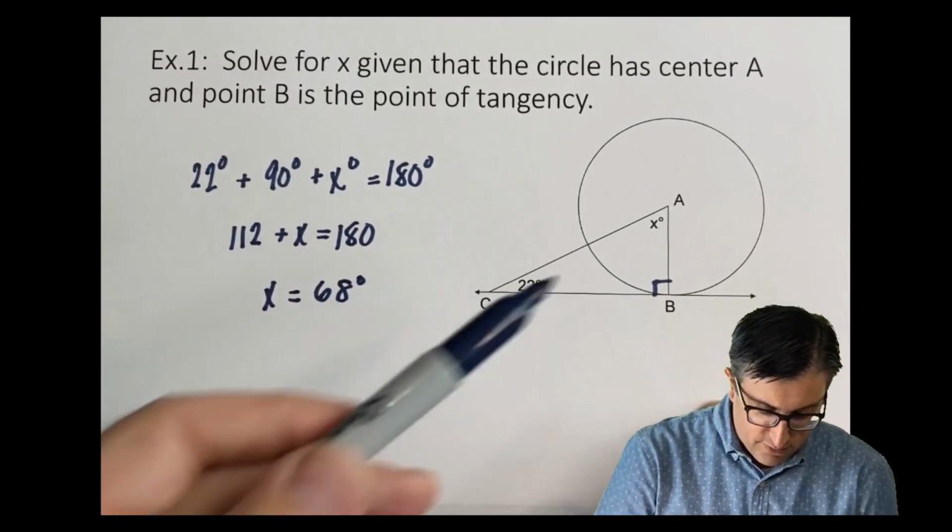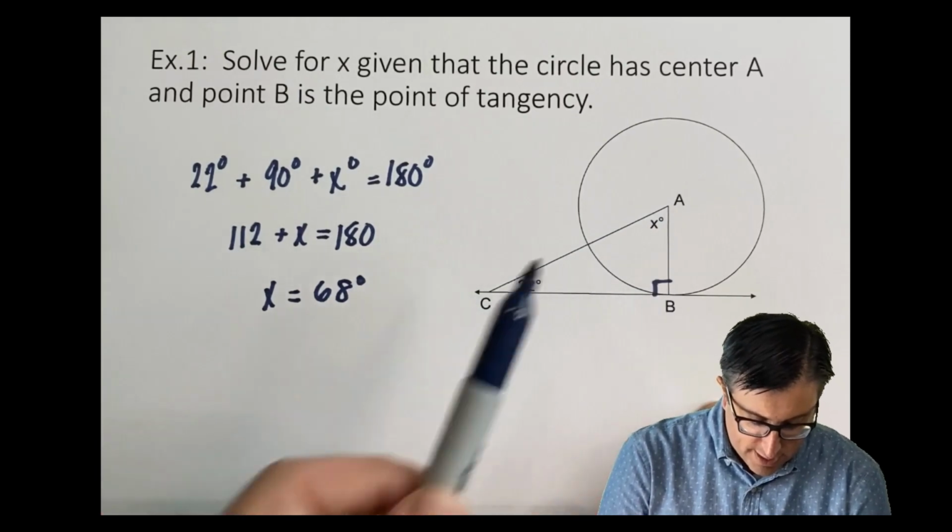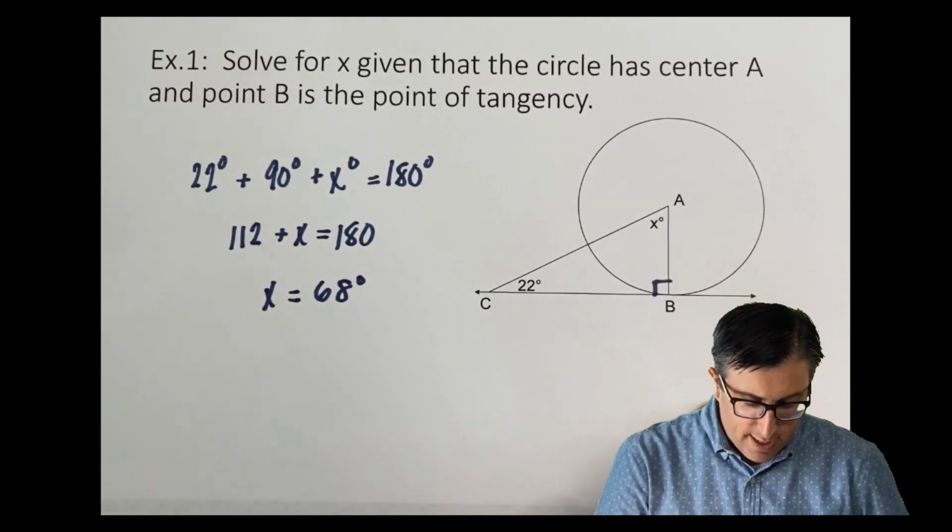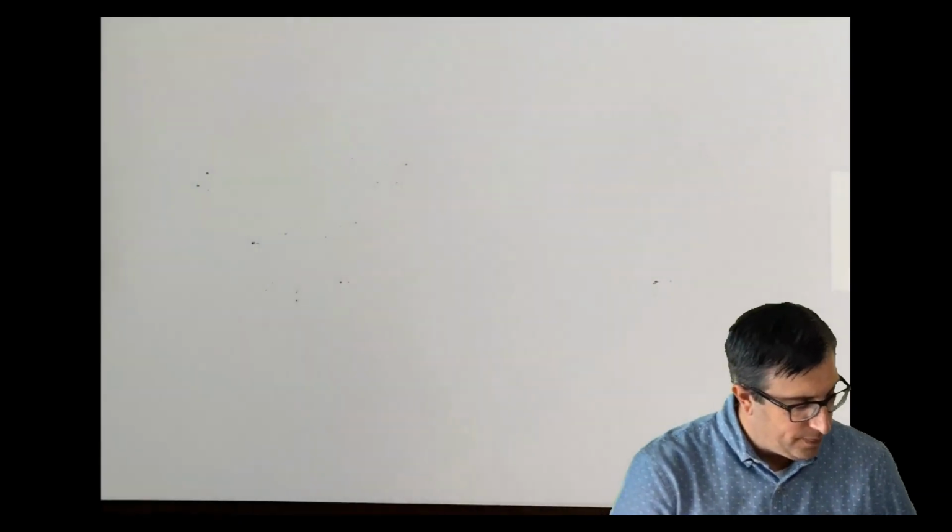Again, because of the triangle angle sum theorem, this is a 90-degree angle because of point of tangency, and we get 68 degrees.